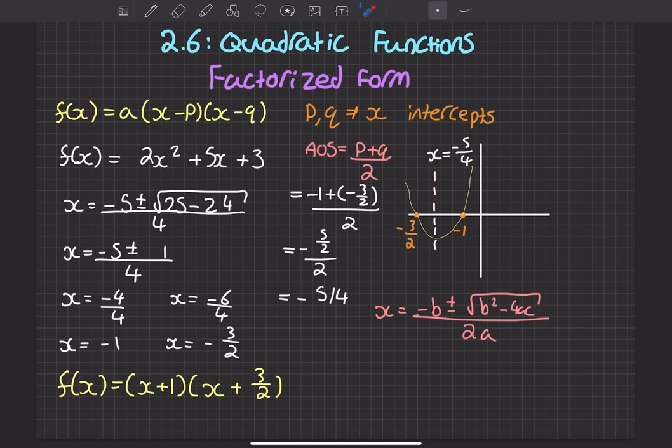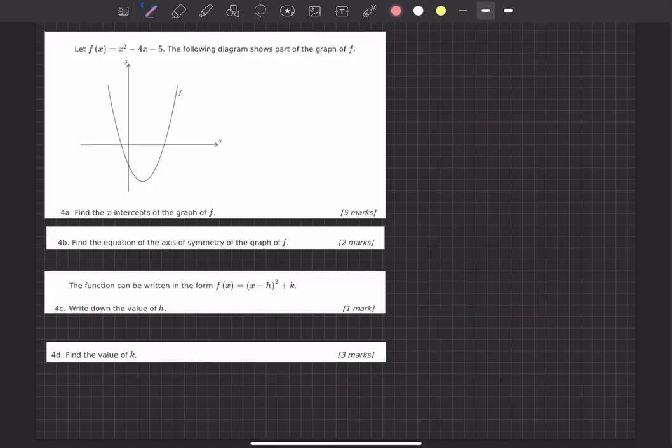And as we know, the axis of symmetry lies on the vertex, or the vertex lies on the axis of symmetry. So this is not only the axis of symmetry, but it's also the x-coordinate for your vertex. So a lot of information that you can get out of the factorized form. And now a nice little past paper question to finish the video off.